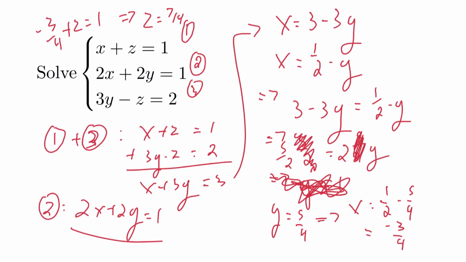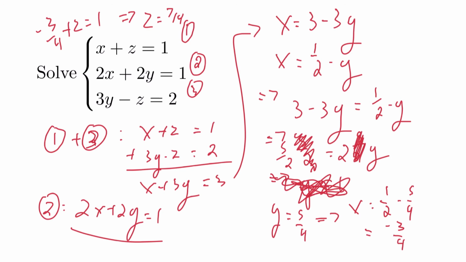2x is negative 3/2 plus 2y. It's 5/2, so 1, if I add those together. And then 3y is 15/4 minus z, which is 7/4, so 8/4, which is 2. So all I did there is go back and just plug all of these things in and check that all three equations are satisfied. So that's sort of the general procedure for this type of problem.